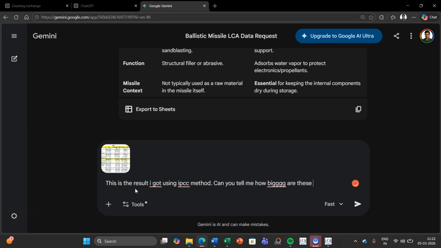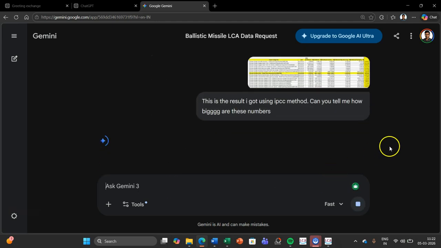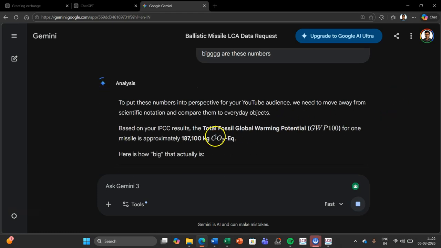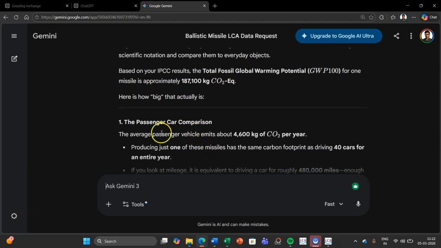We see some 1,85,000. What does it mean? We should understand comparatively, right? Okay, 1,87,000. So here is how big it is. Passenger car comparison. Per year, one single passenger car emits 4,600 kg of CO2. So producing just one missile has the same carbon footprint as driving 40 cars for an entire year.